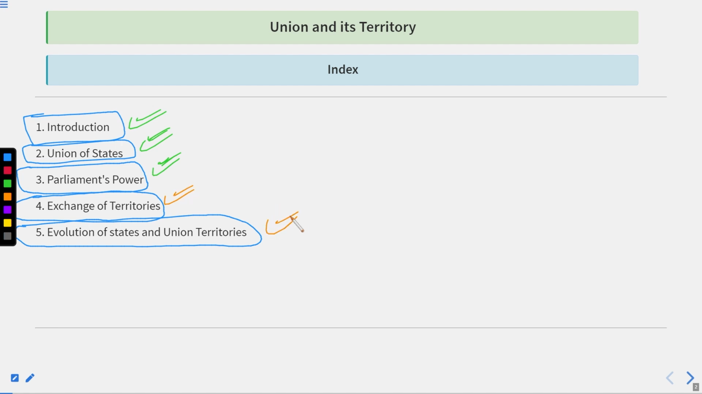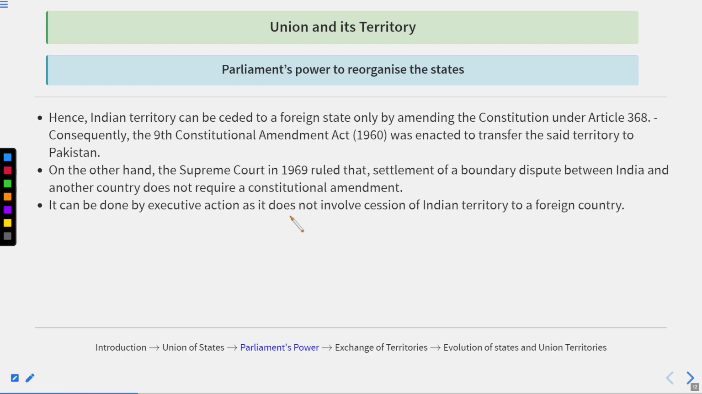So I hope that you have revised the previous lectures well enough before you came for this lecture. Because so many times I have told you, it is for your own benefit. If you are not doing this, then it will be harmful for you from the examination point of view. So we will start from where we had left.